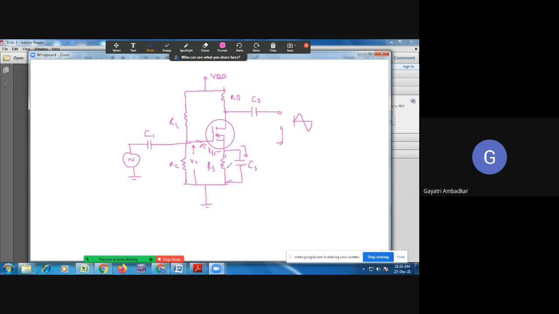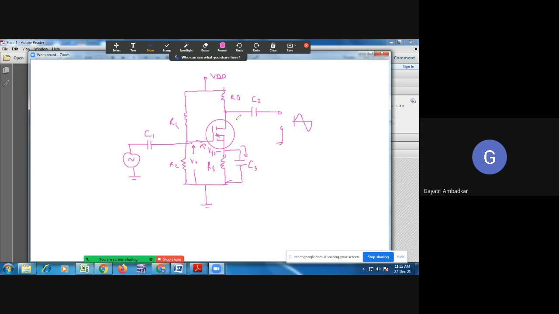But if you remove this capacitor, the AC signal is going to drop across this resistance, which is reducing your output voltage. And if you apply KVL in this loop, you will find that the total gate voltage is now made up of this VGS as well as the AC voltage across RS. So what has happened here?